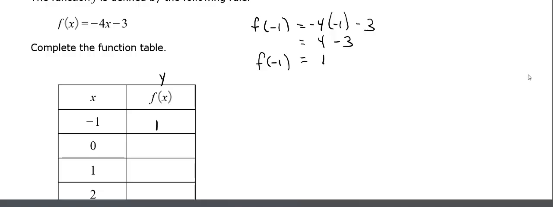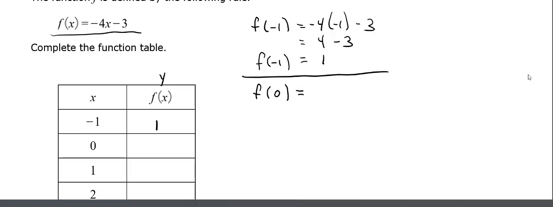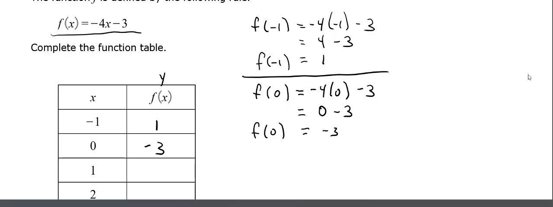And let's do one more. So the next one, we're evaluating f at 0. So again, we come to our defined function, f of x equals negative 4x minus 3, and in place of x, we're going to put 0. So again, following our order of operations, negative 4 times 0 is 0, and 0 minus 3 is negative 3. So you would do this for the entire table.